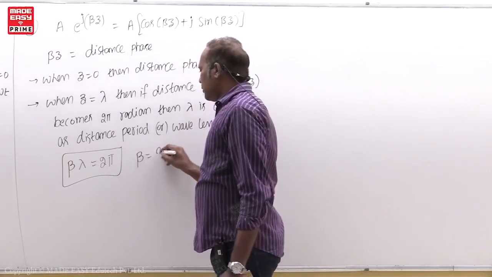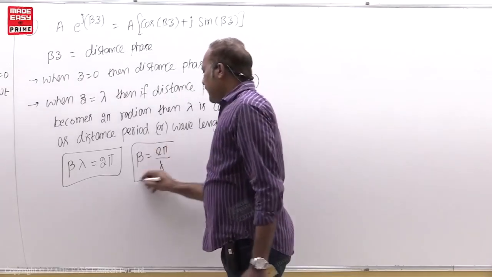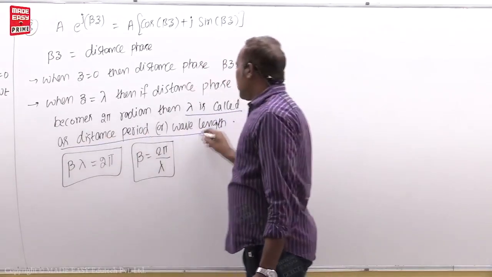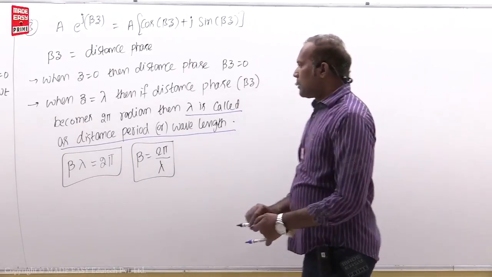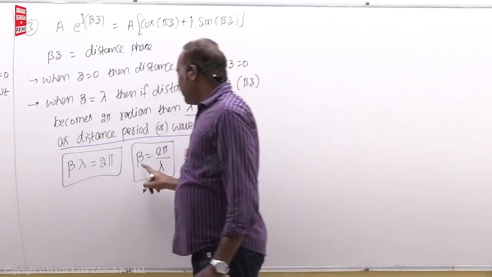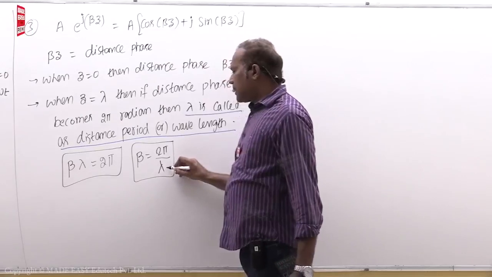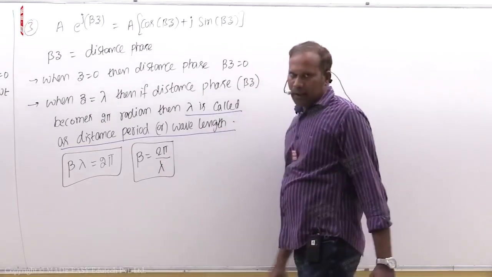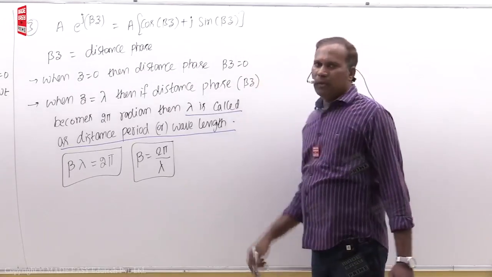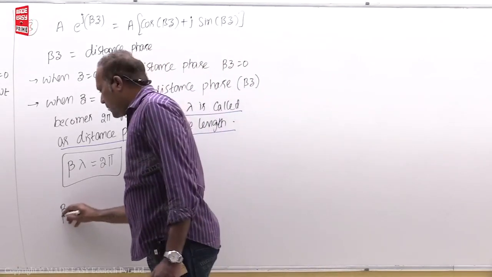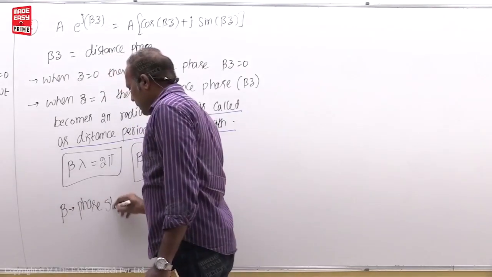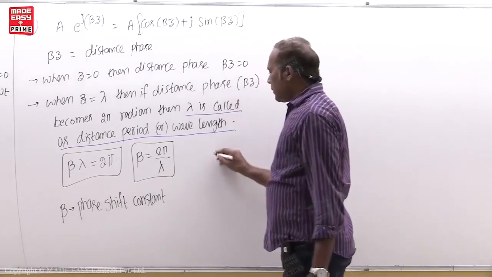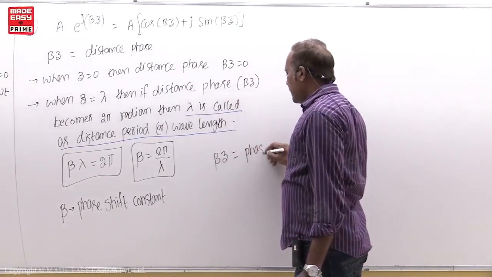So from this, beta is equal to 2 pi divided by lambda. Okay. Here lambda is called what, dear students? So lambda is called a distance period or otherwise wavelength. Okay. So now coming to the name of beta, for a particular case lambda is constant, 2 pi is also constant, so beta is also constant. Beta tells you how phase changes with respect to distance. So that is why beta is called phase shift constant. That means beta into z is actually the phase.